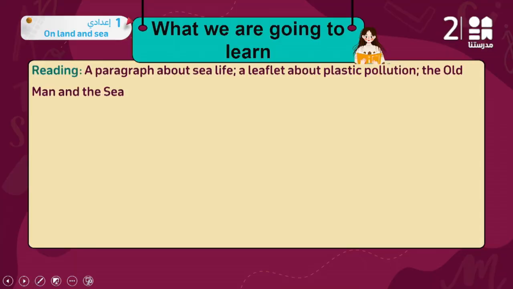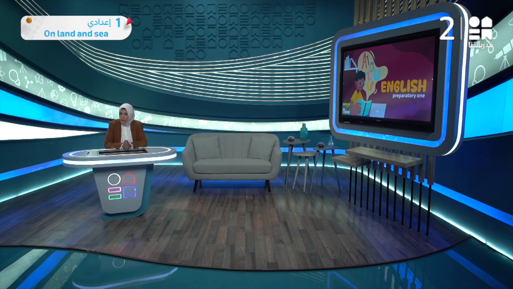Let's start by talking about the objectives, or what we are going to learn in this unit. First, a paragraph about sea life, about life underwater. A leaflet about plastic pollution and the old man and the sea. A leaflet, we are going to explain what is the meaning of the word leaflet, and we will have a short story about a person or an old sailor who was struggling in water.